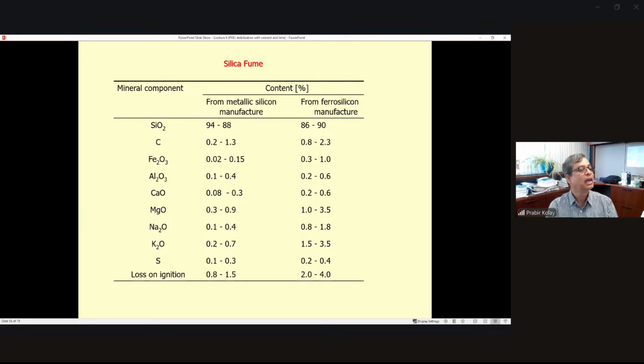So here, the silica fume comes from metallic silicon manufacturers, from ferrosilicon manufacturers. Mostly the silica fume is mostly silica. It should be 94 to 98%, and then 86 to 90%. Mostly the silica. The calcium is very less. So everything is very less except the silica. Okay.